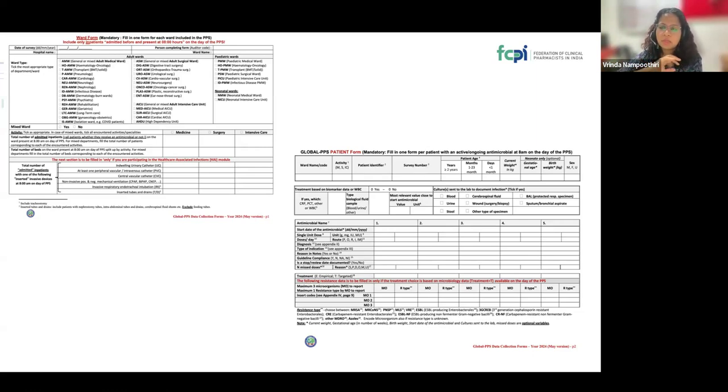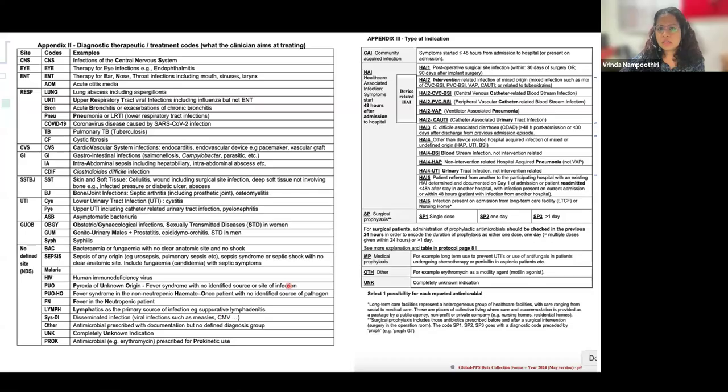So in WHO PPS, you saw that each of these is a different form. Patient demographics is one form, culture report is another form, antibiotic use is another form. Here, all those things have been compiled into one form. So in this, if you see, let me just put out this pointer. Okay, so here you see that there is one row that says diagnosis, and they've asked you to refer to appendix 2. So they have actually provided another guideline.